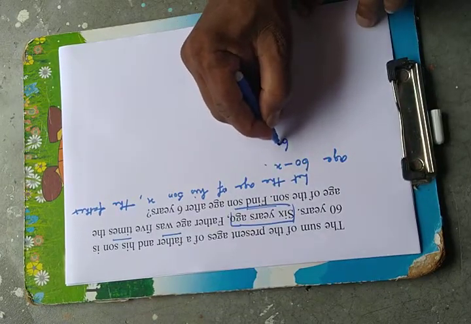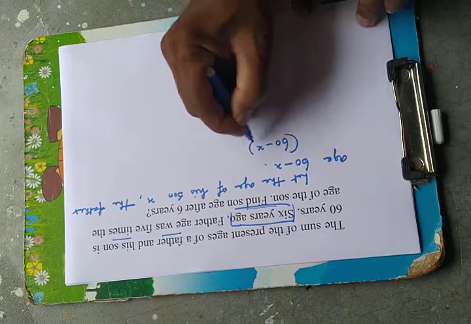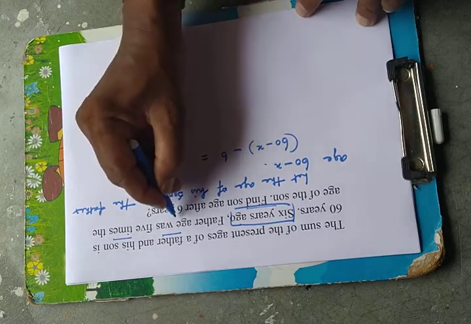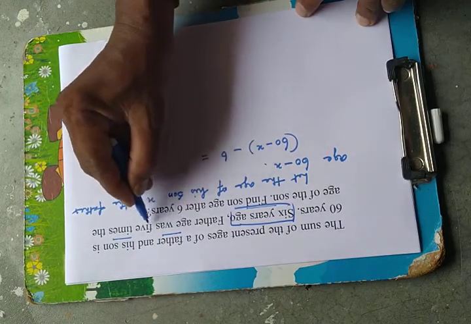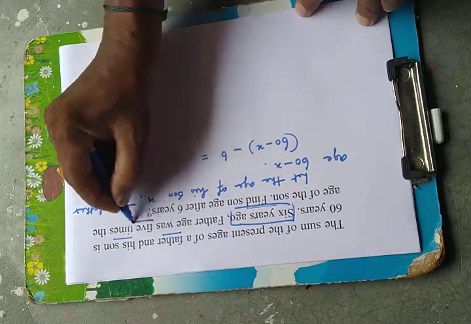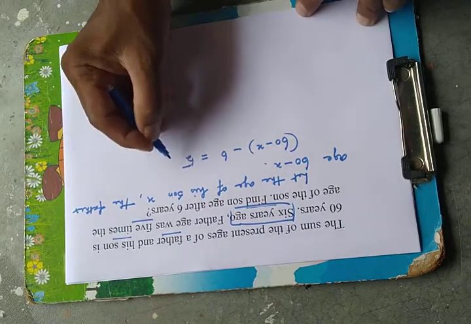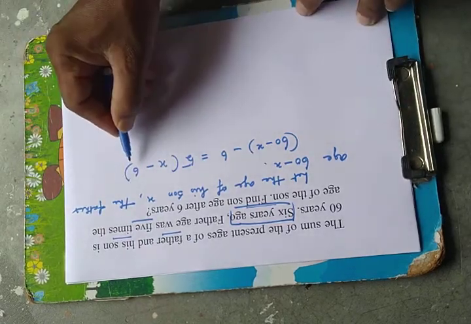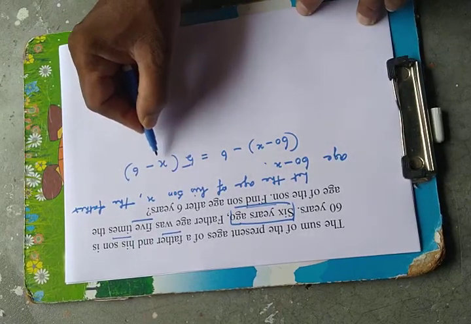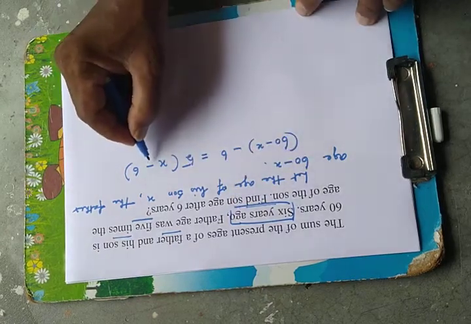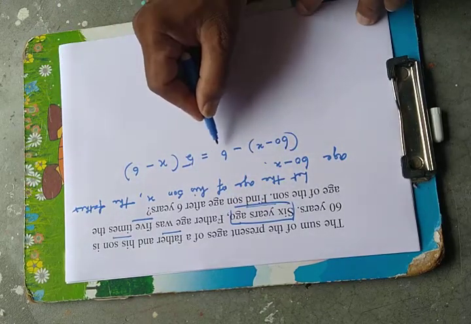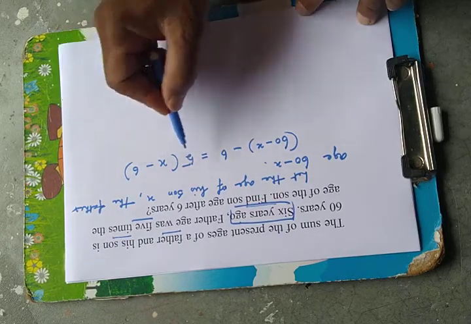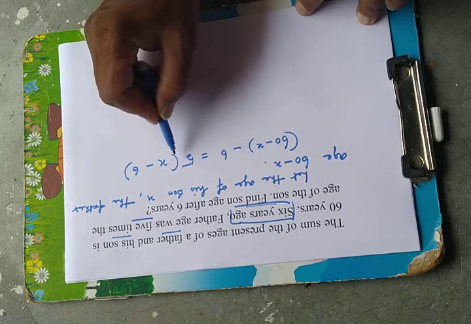That's why we are going to subtract 6. 60 minus x, that should be equal to what they have given: the father's age was 5 times the son's age. So the father's age will be 5 times x minus 6. Why x minus 6? x is the son's age, and 6 years ago means we subtract 6. Here also, 6 years ago: father's age minus 6, son's age minus 6. Father's age is 5 times his son's age.